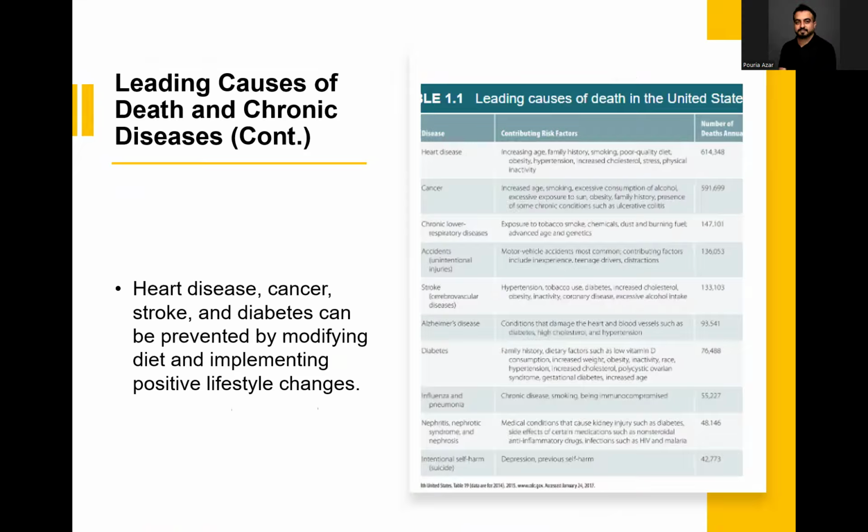As you can see, heart disease is the number one leading cause of death in the US. The second is cancer. The third is respiratory diseases. And we have diabetes, which is the seventh leading cause of death in the US. And then we have influenza, and suicide is the last one.